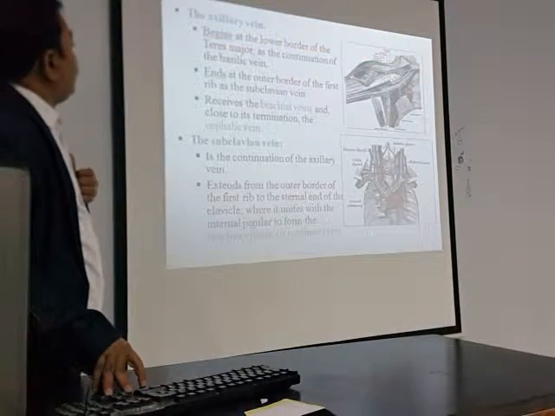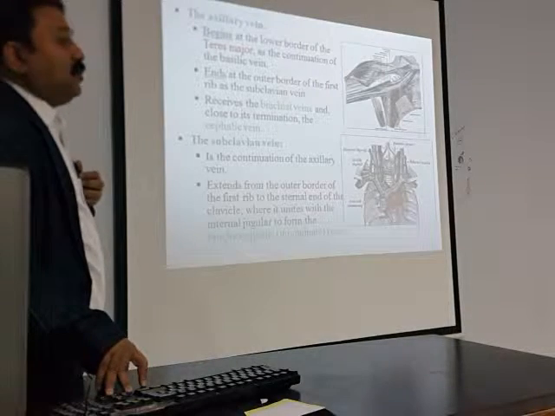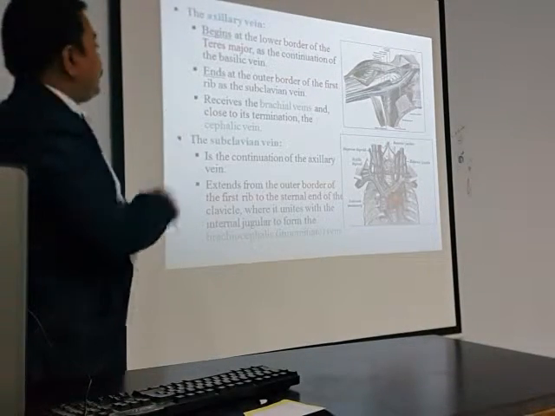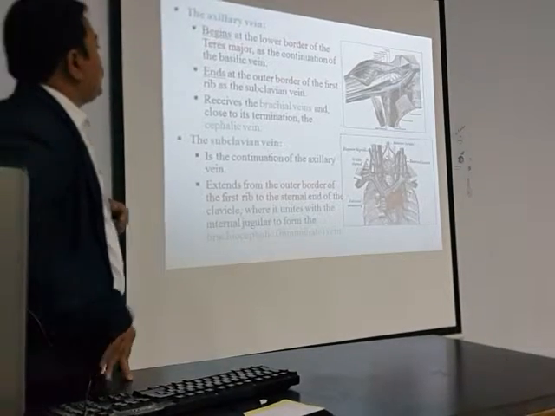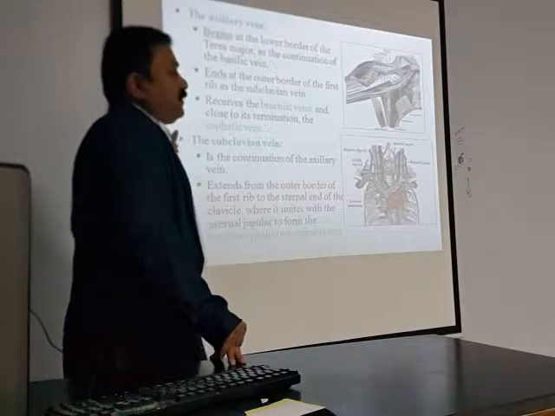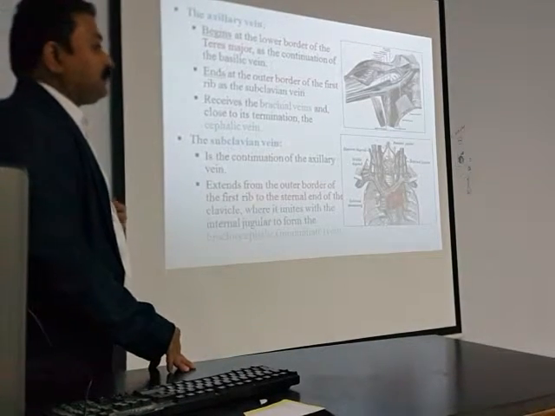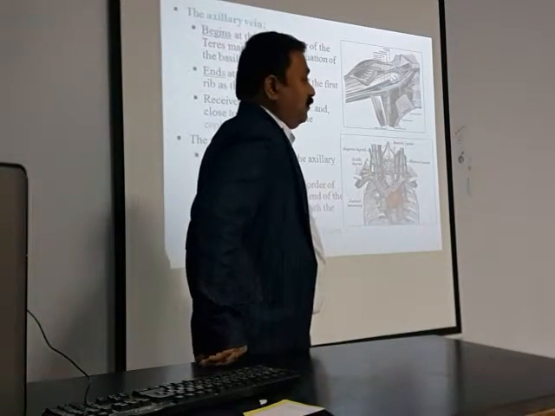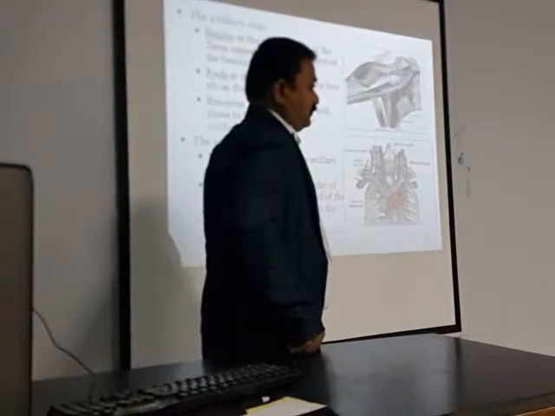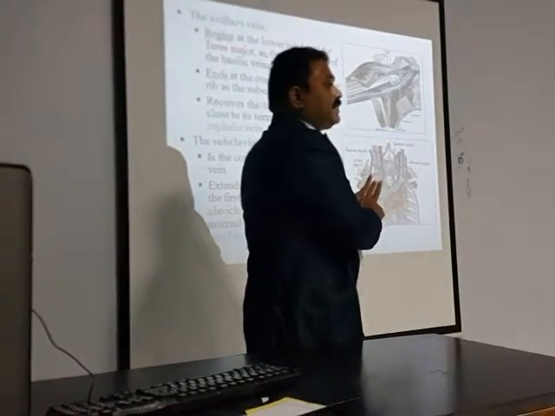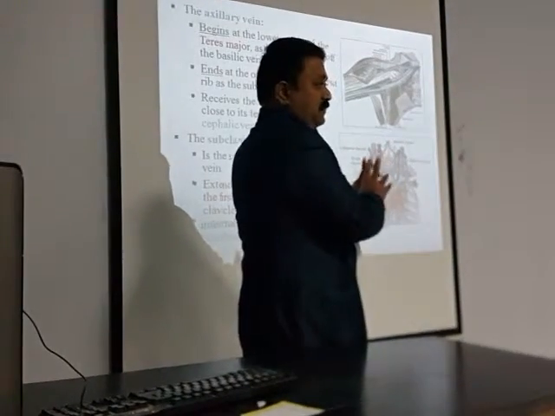Next is the axillary vein. It begins at the lower border of the teres major, similar to the artery, isn't it? And it ends at the outer border of the first rib. The artery starts from the first rib, but here the vein starts from the end of the artery. Similarly, it follows the artery. So these veins follow the artery, isn't it?